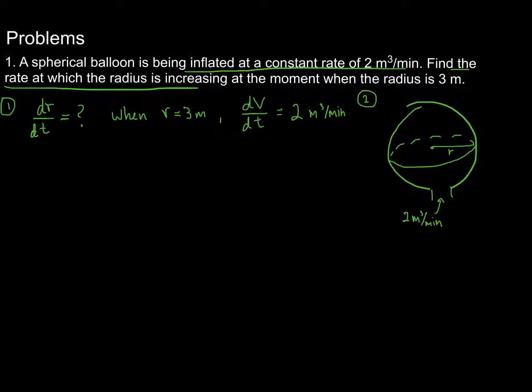So now I can go ahead and write an equation that relates r and V. Those are the rates. The rate that I know is the rate at which the volume changes, and the rate that I want to find is the rate at which the radius changes. So if I have an equation that relates the two variables, then when I differentiate implicitly, I'll have a relationship between the two rates, and I can solve for dr/dt.